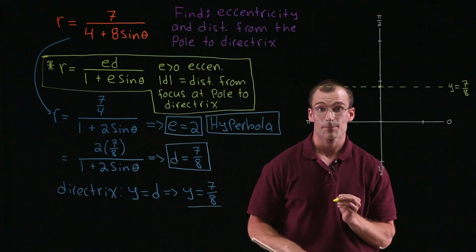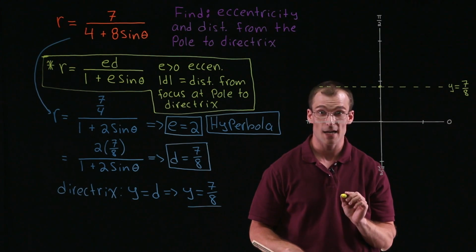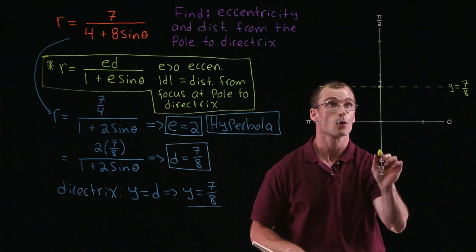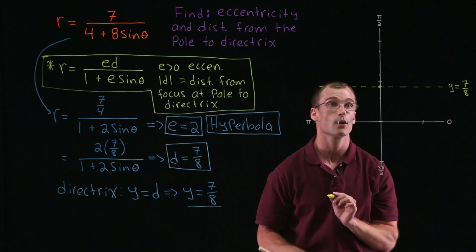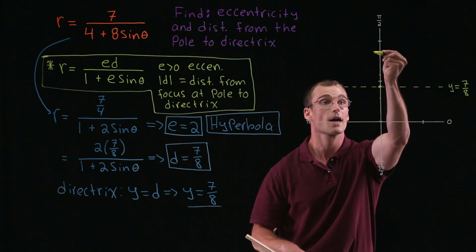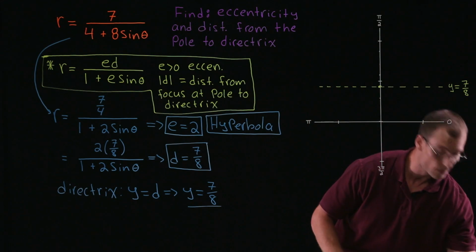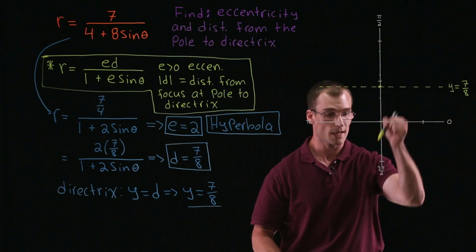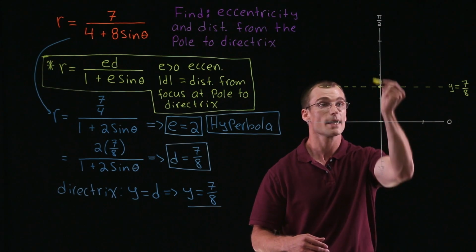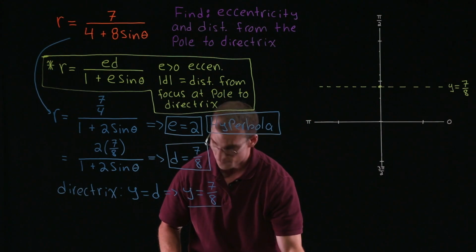So that's our directrix, the line y equals 7/8. What's important about that? The fact that it's horizontal tells us that our transverse axis, which is perpendicular to it, is going to run along the y-axis, or the line theta equals pi over 2. So the vertices of this hyperbola are going to be somewhere on this line. We can find those vertices by plugging the values pi over 2 and 3 pi over 2 into our function and seeing what points we get on that line.